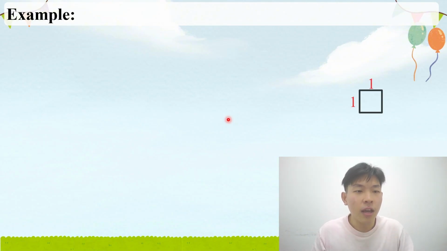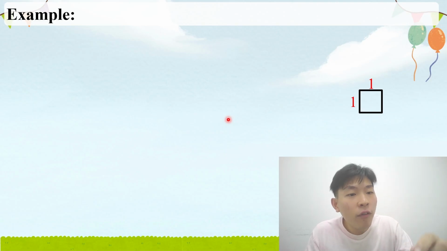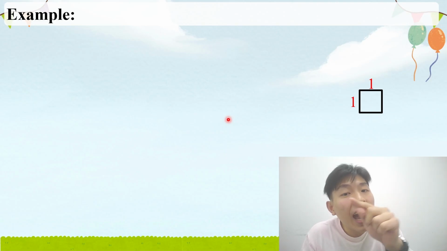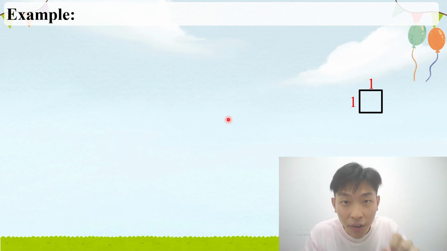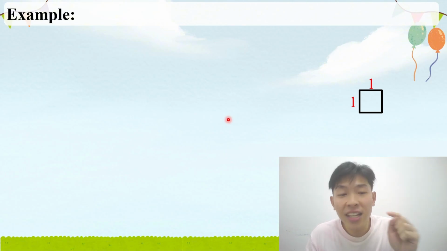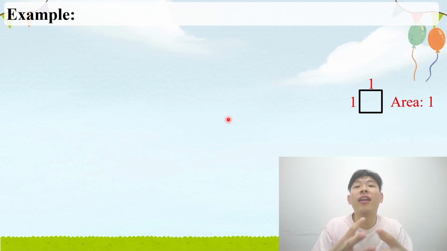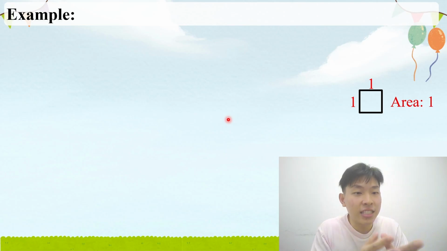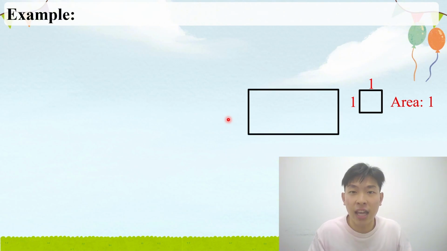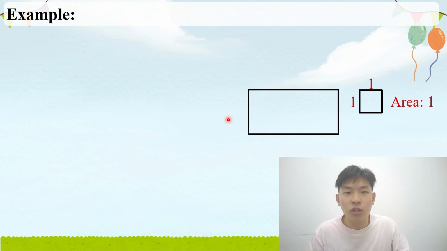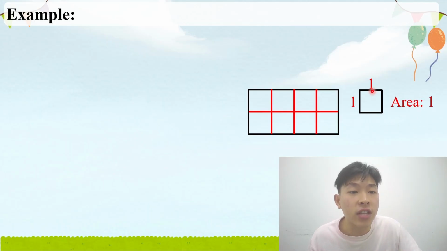So let's see. Here we have a square of size 1. All the sides are 1. Okay? And the area of this square is 1. So this is what the scientists have said. This square is of size 1. So now, this means that if we have a rectangle like this, that is divided into many squares of size 1, all of these small squares here are size 1. So, what is the area of this rectangle then?